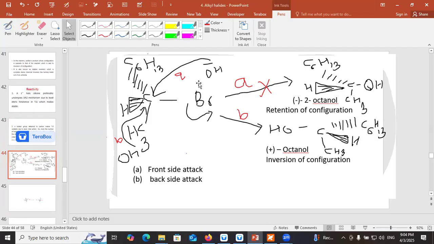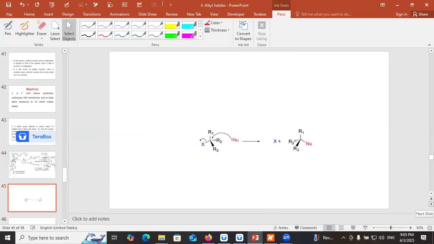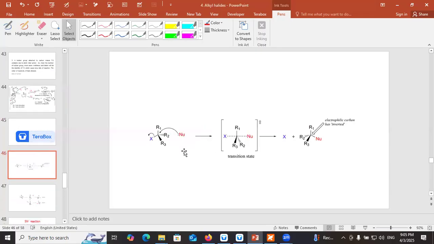Here, two-side attack: front side and back side attack. A is the front side attack, B is the back side attack. Plus octanol is the inversion configuration, and minus octanol is the inversion configuration. Only part B is possible. For another example, we also represent nucleophile attack in these products. This is the transition state, and the electrophilic carbon is inverted.